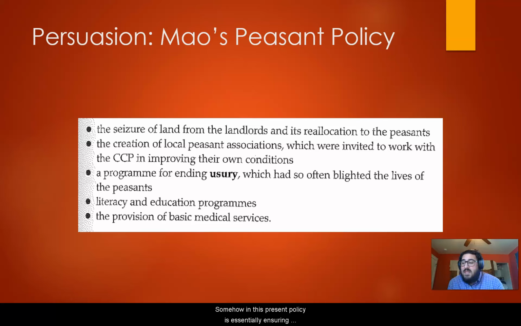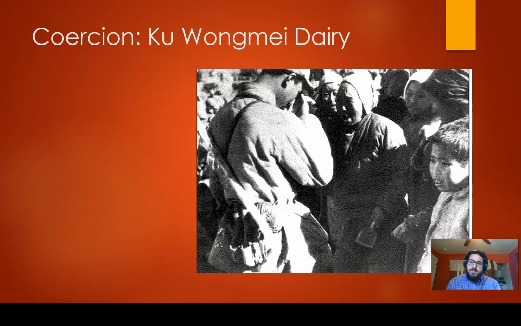So Mao, in this peasant policy, is essentially ensuring that when he comes to power, or when the Chinese Civil War breaks out again, he's going to have double or triple the amount of soldiers he ever had at the beginning. Now, there is another edge to this, because as you saw in his persuasion of peasants, he kills a bunch of landlords. He does things like that. And that's where coercion comes in.